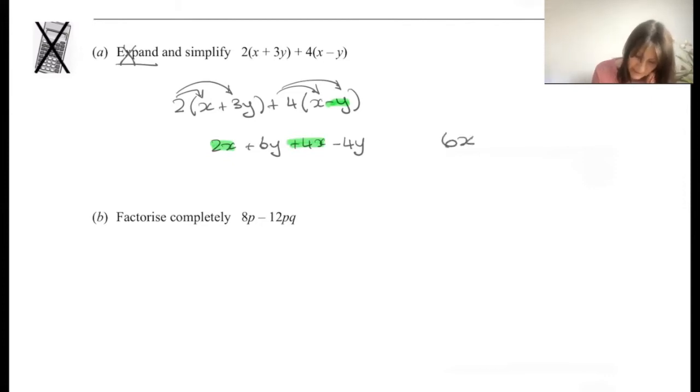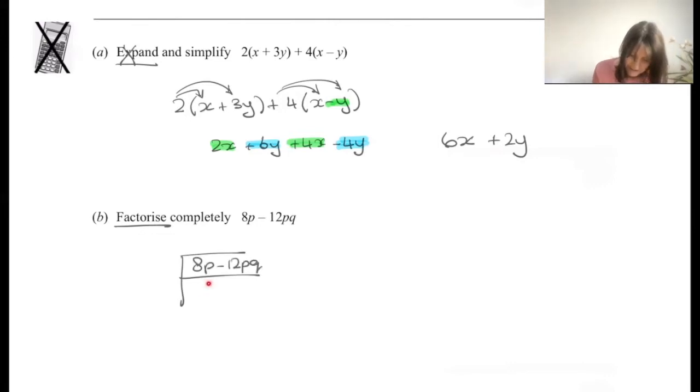Now, when I take a little look at the Y's, this is telling me I've got 6. It's a positive 6. So I'm at 6 on the number line. When I take away 4, I have 2 left. 2 is positive, so it's plus 2Y. Lots of people can get really muddled over whether to put a negative there or not. So factorize. So F for factorizing. So I've got my 8p minus 12pq. And I'm going to be looking to see what's common between these two terms.